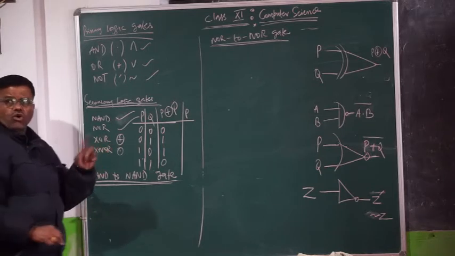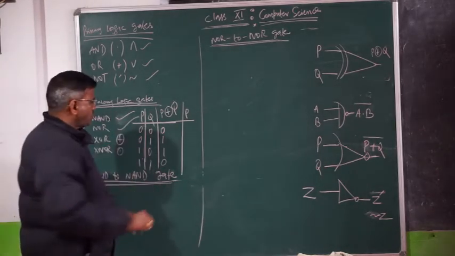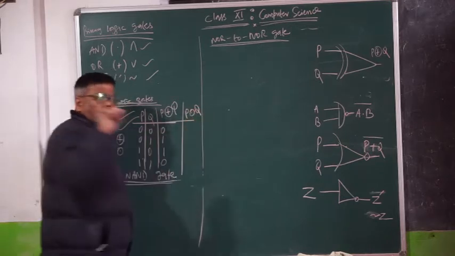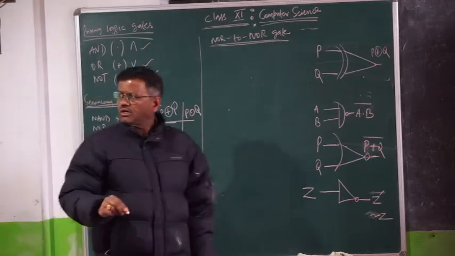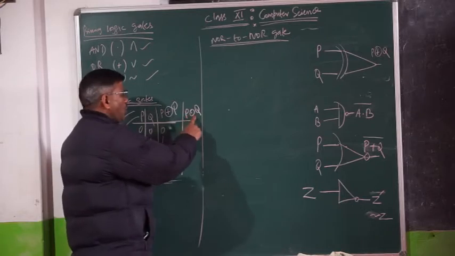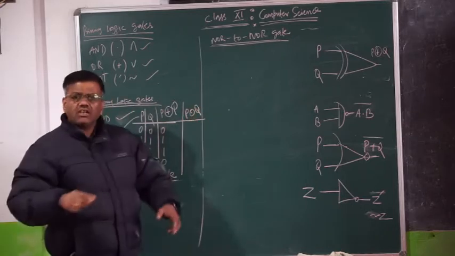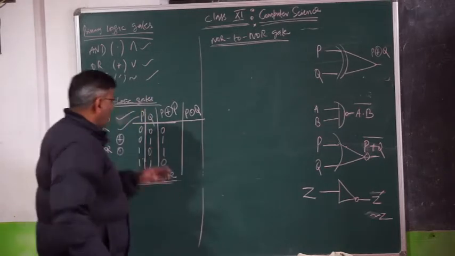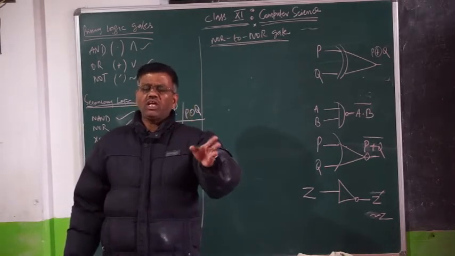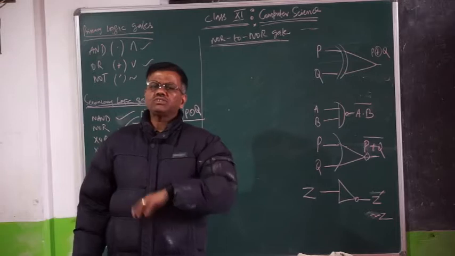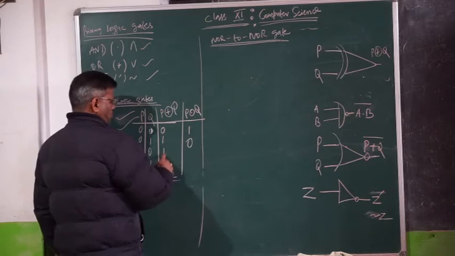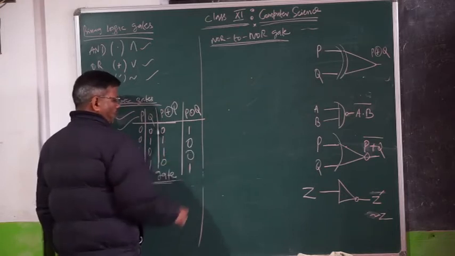XNOR gate means the complement of the XOR gate. How does it look? It looks like this: a dot that is circled. In this case, P XNOR Q. What is the opposite of this? If you have an even number of ones, the output is 1. If there are an odd number of ones, the output is 0. The opposite of this is 1. The opposite of this is 1. The opposite of 1 is 0. The opposite of 0 is 1.